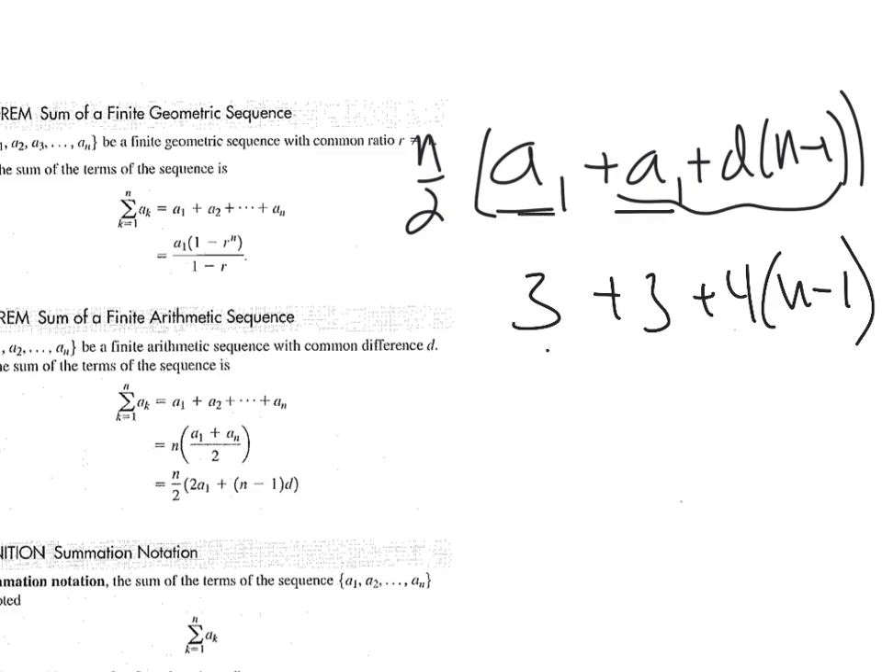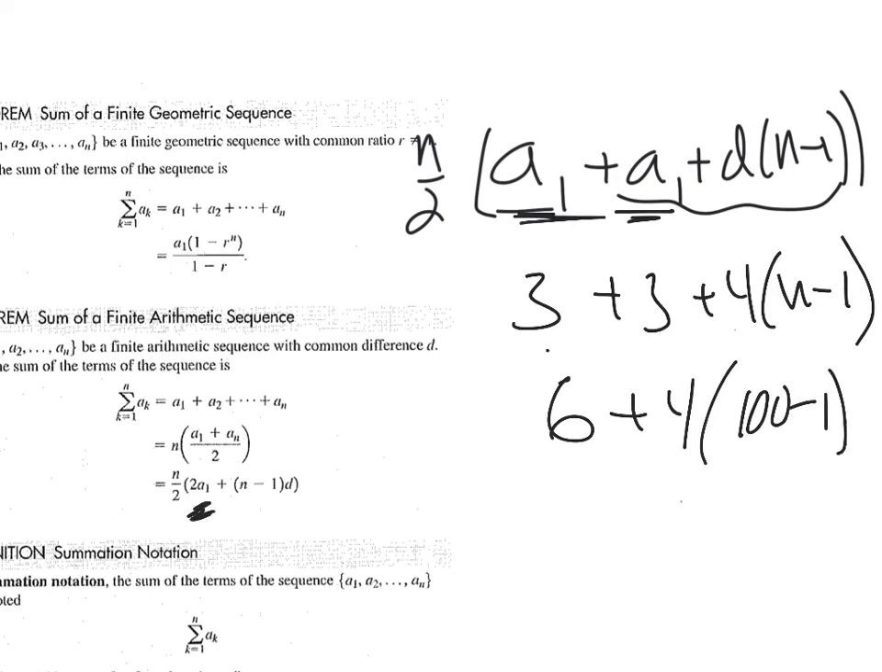A sub 1 plus a sub 1 is 2 times a sub 1, or 6, plus 4 times 100 minus 1. So you see where they're getting the 2 a sub 1s from? It comes from those 2 a sub 1s. I wouldn't bother learning that. I would just remember this one, first term plus last term. Okay? Let me go and see what else I've got, if I've missed anything, and then I'll end this video.